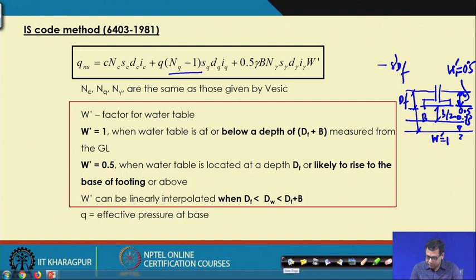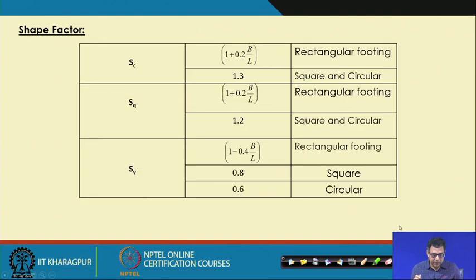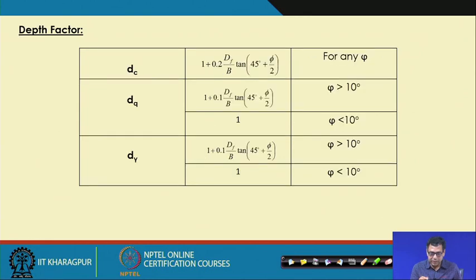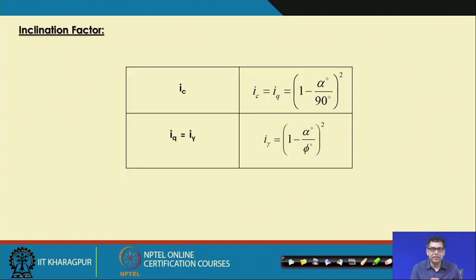Next, these are the factors recommended by the IS code. These are SC, SQ, S gamma for rectangular, square and circular footings. This is for the depth factors, for any phi, and for phi greater than 10 and less than 10, and these factors we have to use. This is for the inclination factors. So, these are the factor tables for the IS code recommendation.